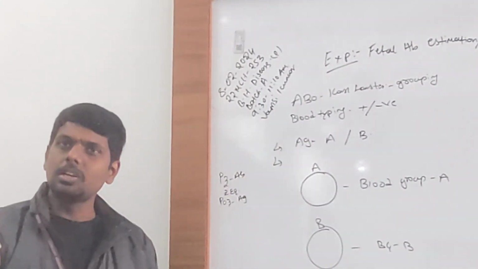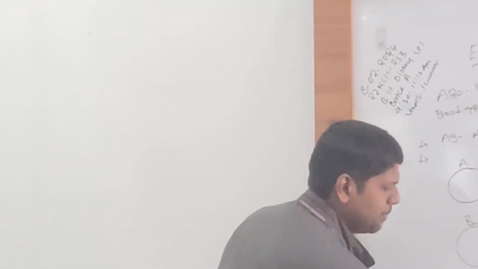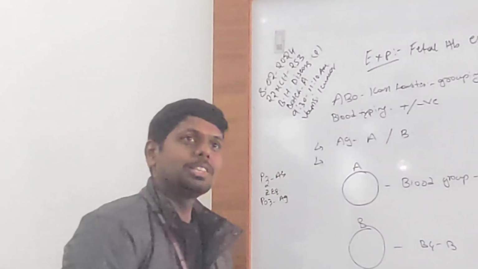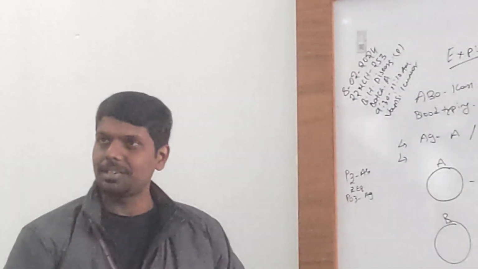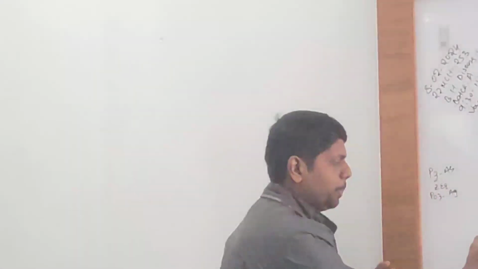And some individuals don't have these antigens. So that became blood group O. This is what Karl Landsteiner did. He discovered the blood grouping system. This is called blood grouping.